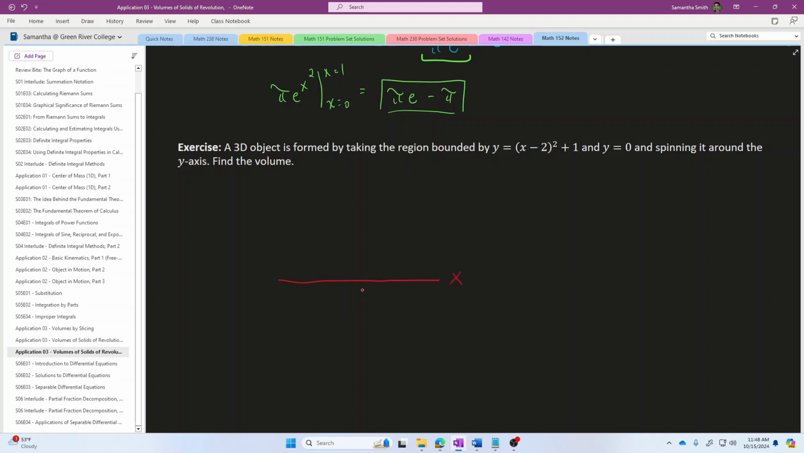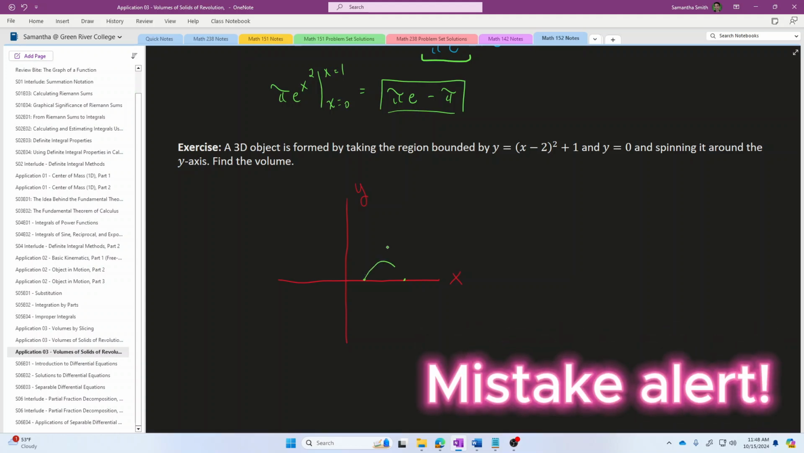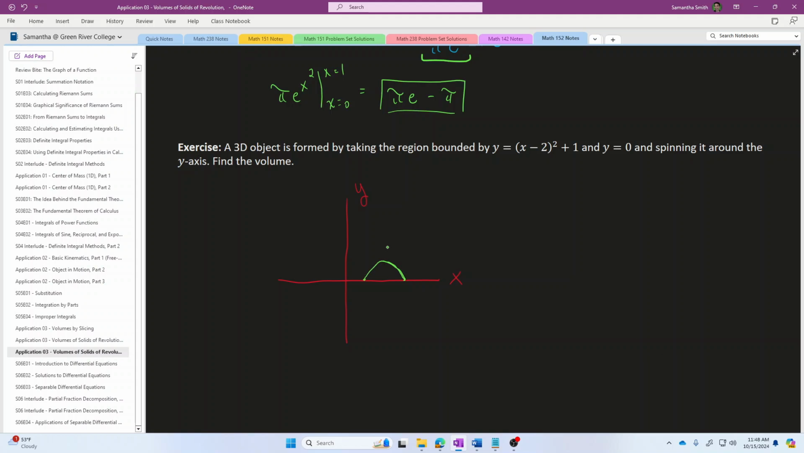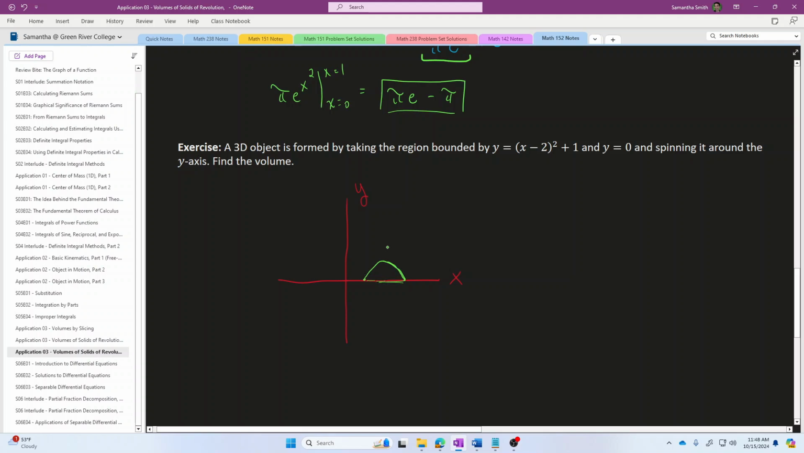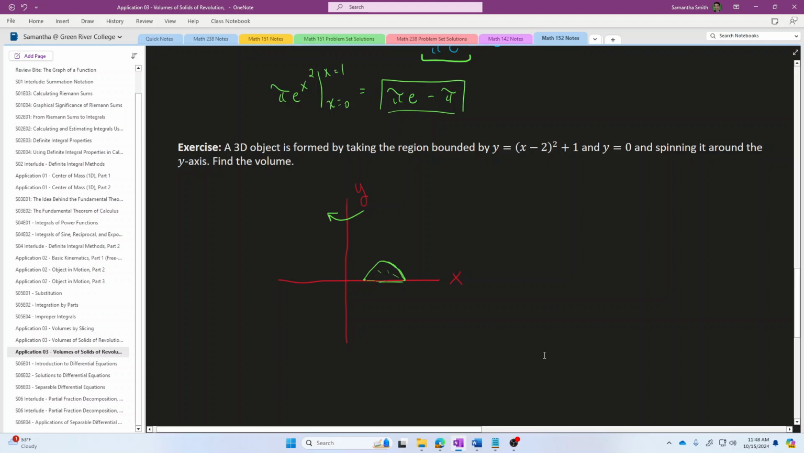So here's our x-axis, here's our y-axis, and here is our parabola shifted 2 units to the right and 1 unit up. So I think it looks a little bit like this. And then the region is also bounded on the bottom by y equals 0. So our region looks a little bit like this wing shape. And then we are spinning that region around the y-axis, and we're going to try and find the volume of the object that results.